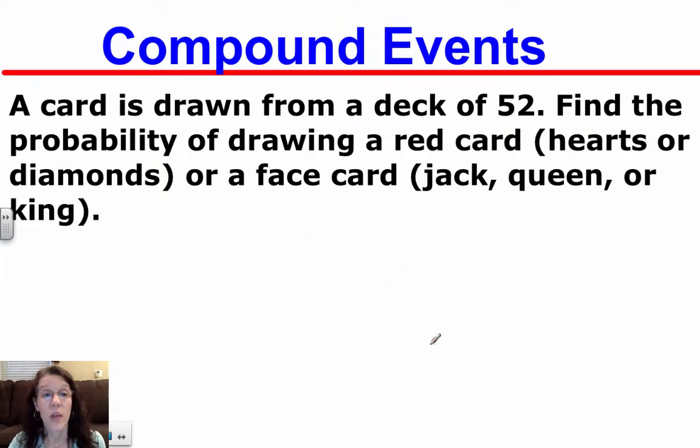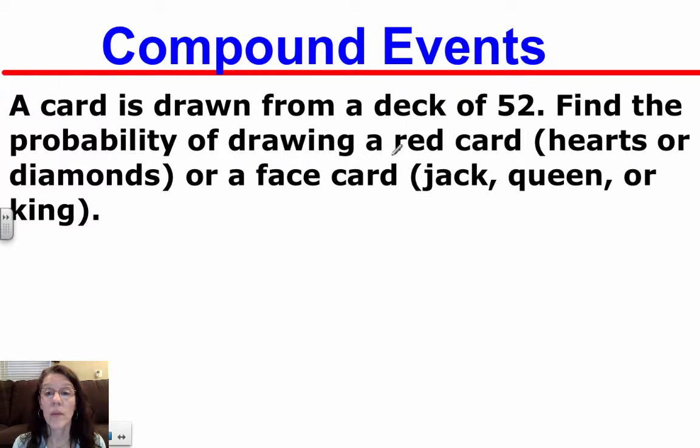Okay? You try this one. A card is drawn from a deck of 52 cards. Find the probability of drawing a red card, hearts or diamonds, or a face card, jack, queen, or king. Try it. Check back with me. Let's see how you did. All right. How'd you do?